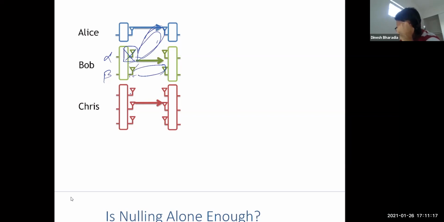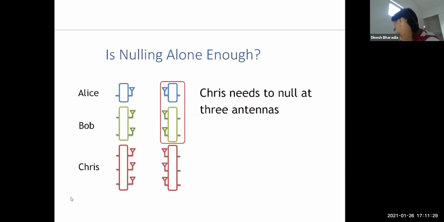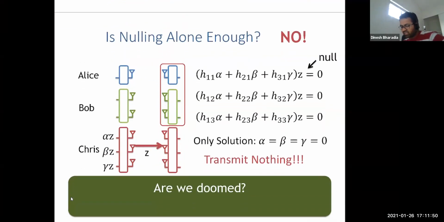It has to null at Alice, and it has to also null at Bob, correct? More specifically, it has to null at Bob on 2 antennas, not just on 1 antenna. So in order to null this, Chris would need how many? 3 degrees of freedom. All of these 3 degrees of freedom will be used to null. So let me write it down as an equation.